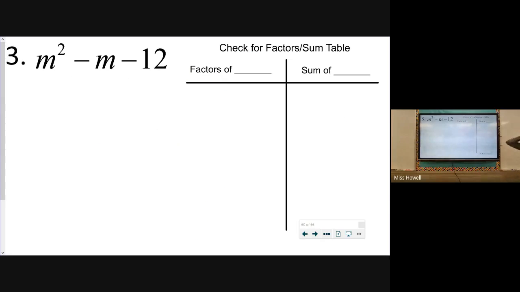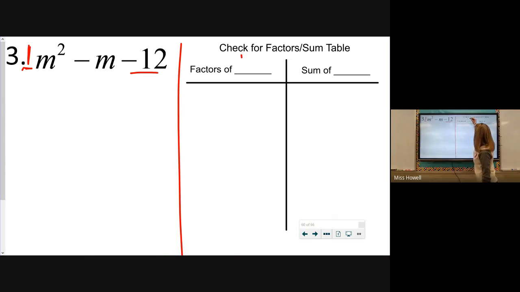Number 3. m squared minus m minus 12. There's no GCF to pull out first. So let's go to our scratch side here. Leading coefficient here is a 1. So 1 times negative 12.